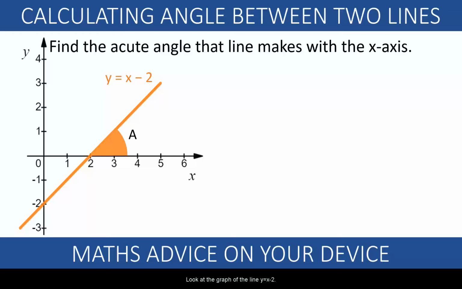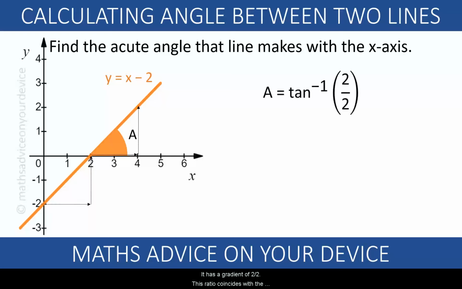Look at the graph of the line y equals x minus 2. It has a gradient of 2 over 2. This ratio coincides with the tangent of the angle A. Working in reverse, A is the angle whose tangent is 2 over 2. A is 45 degrees. The acute angle that y equals x minus 2 makes with the x-axis is 45.